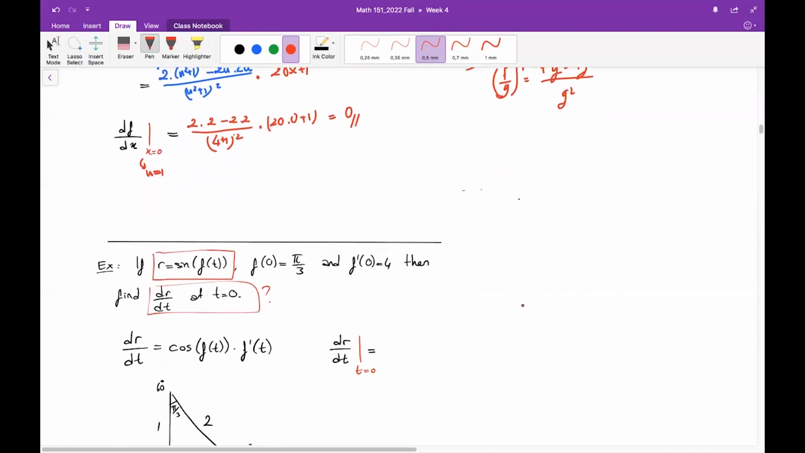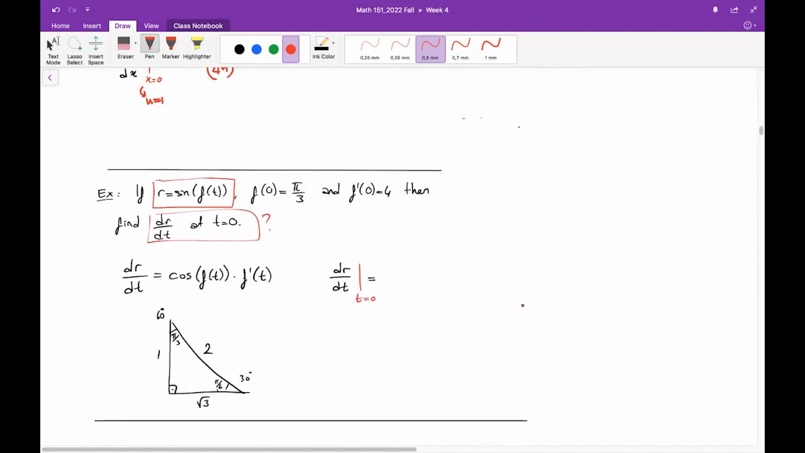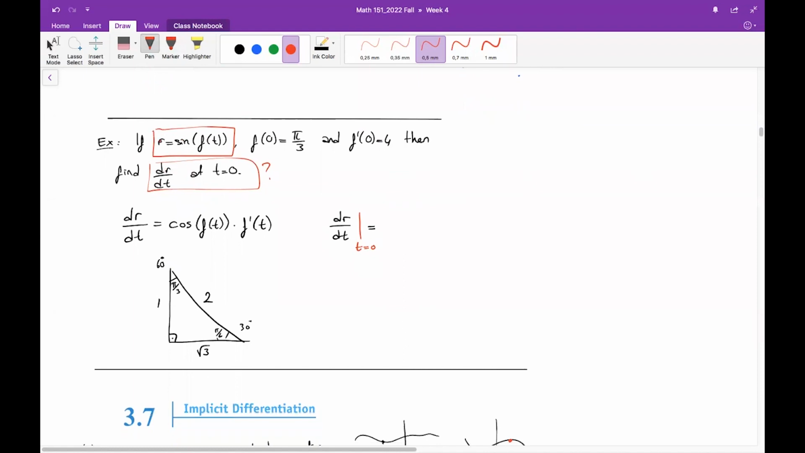Okay, let's move on. This will be the last example of this lecture video. R is given as sine of f of t. We don't know the function f(t), but we know the values of it like that. f of 0 is given as pi over 3 and f prime of 0 is given as 4. Then what we want to find? You see, at the bottom line R depends on t. That's why you can derive it with respect to t. We want to find the value of this thing at t equals 0.